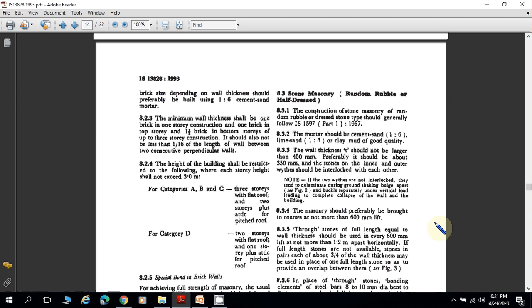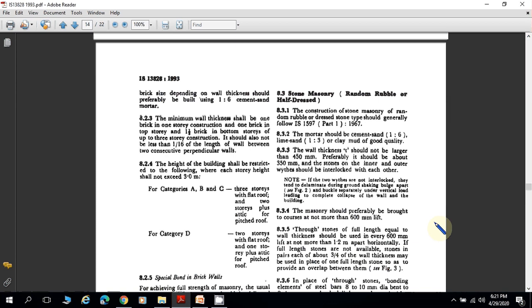For categories A, B, C and category D, where these buildings should be provided, the story height should not exceed 3 meters. A, B, C are provided as 3-story buildings with a flat roof and 2-story buildings with an attic for a pitched roof. Attic is the space below the pitched roof.